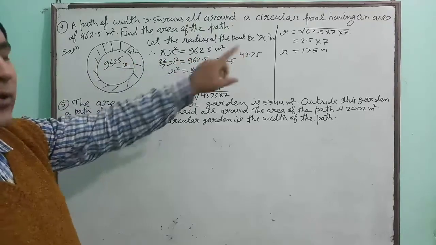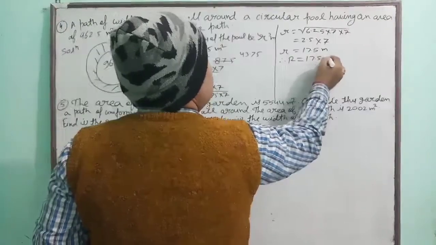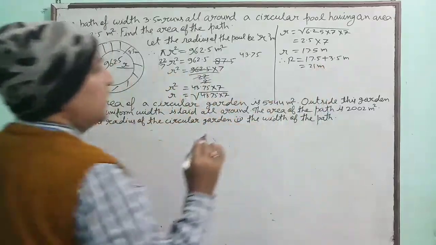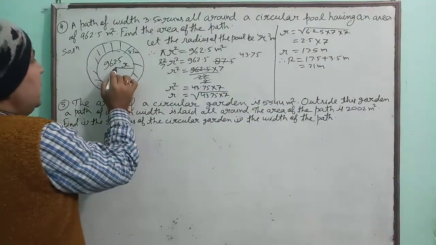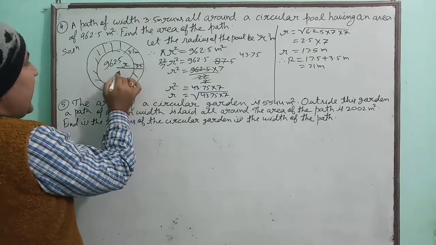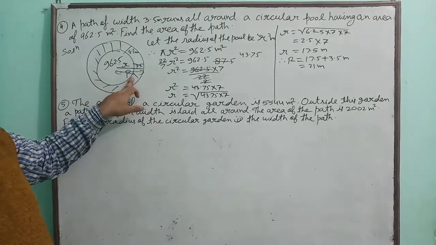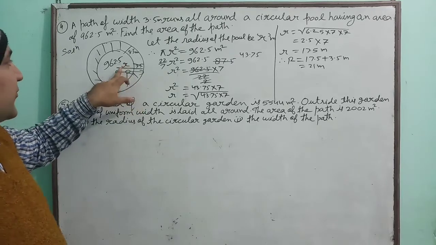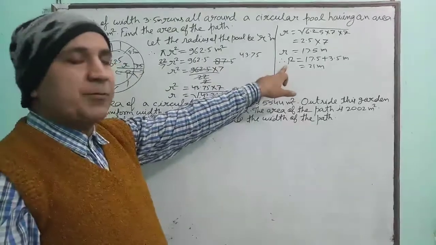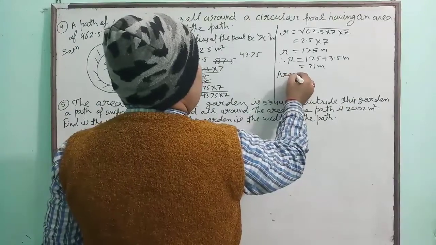If the radius of the pool is this, then what will be the capital R? Capital R will be 17.5 plus the width of the path. Is this understood? With small r, this width 3.5 is added. Then that will be the capital R. This point you have to understand. After getting the radius of the pool, when the width is added to it, we will get capital R. Now we can apply the formula and we can find the area of the path.